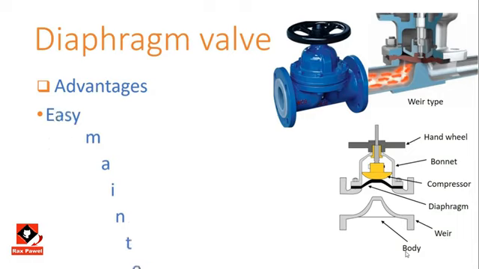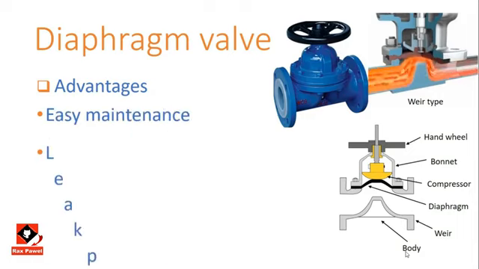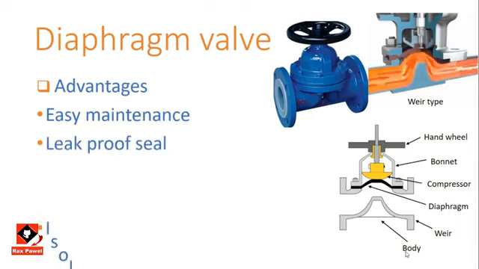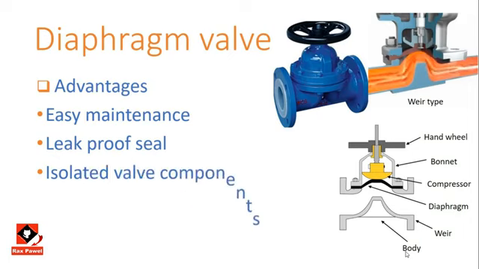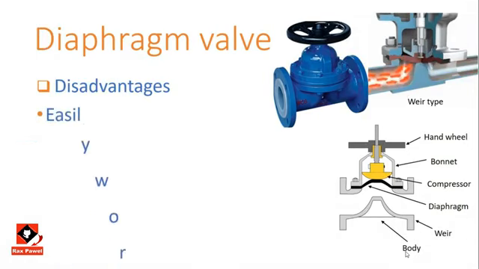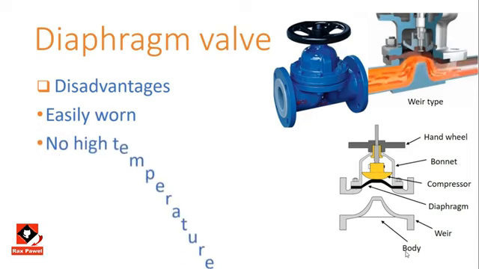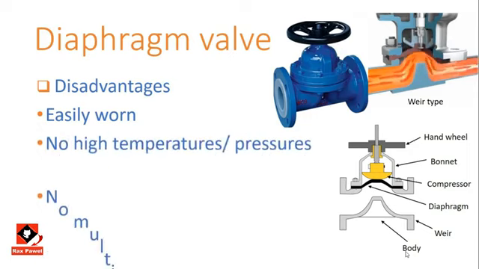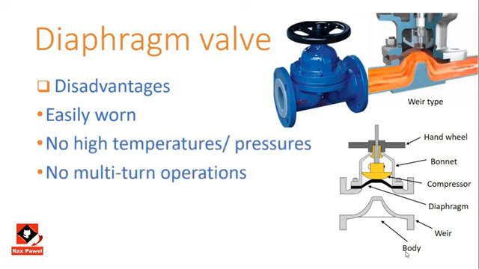Advantages. Valve maintenance is very easy and it provides a leak-proof seal. The most important advantage is that valve components are isolated from the process fluid due to the diaphragm, which provides safety for valve components. Disadvantages. Diaphragm becomes worn more easily, therefore it is not suitable for high temperature and high pressure applications. And usually diaphragm valve cannot be used in multi-turn operations.